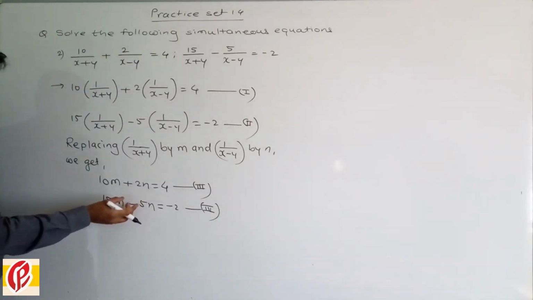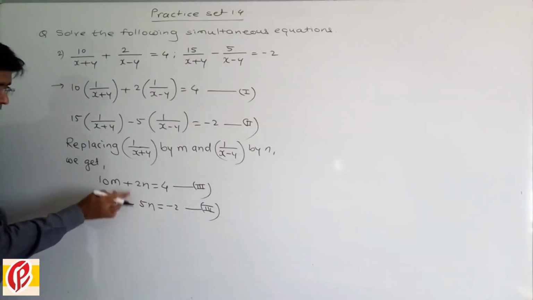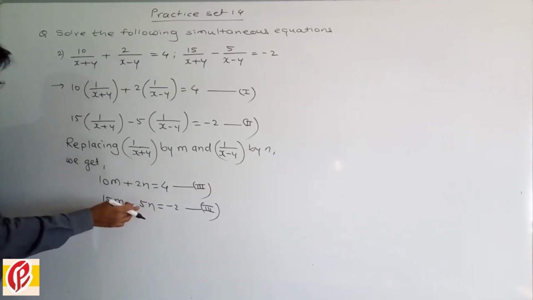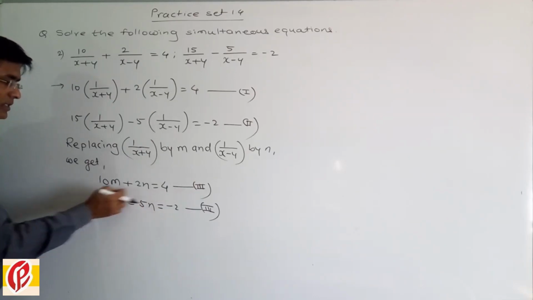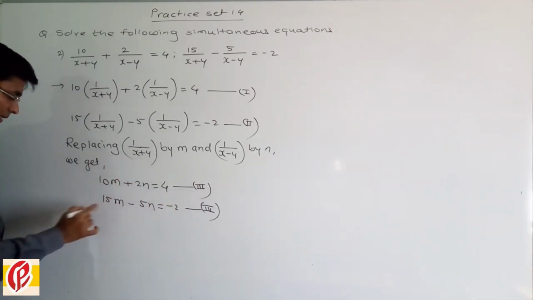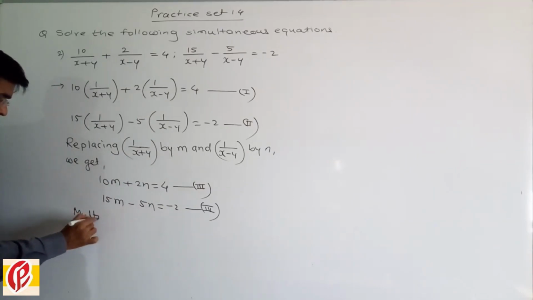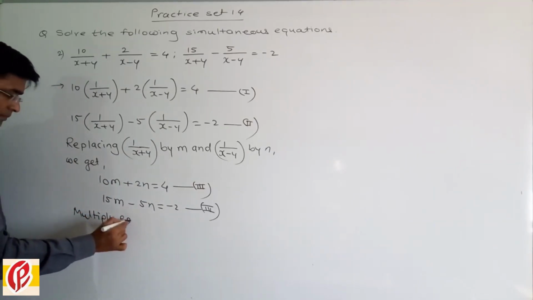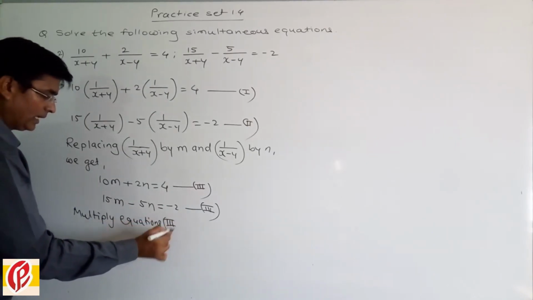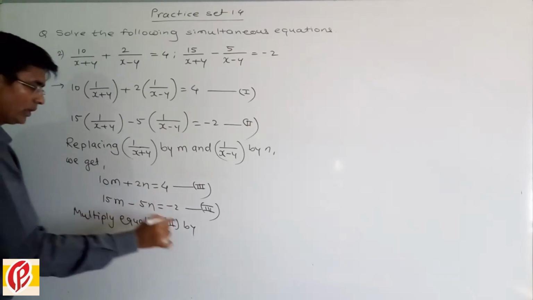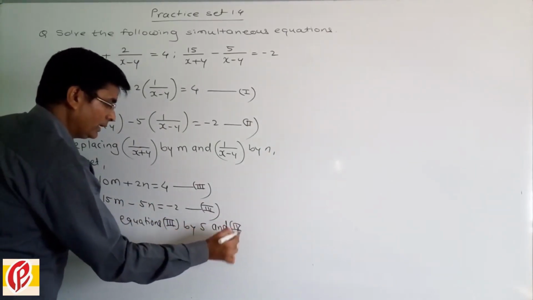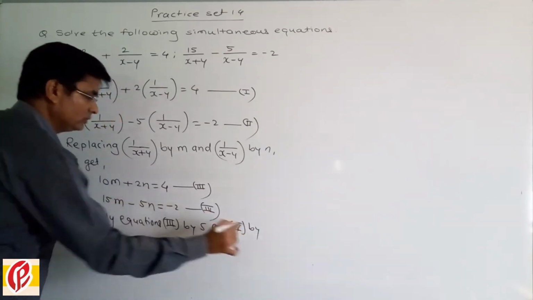Now in these two equations, plus n and minus n, the signs are opposite but the coefficients are not the same. So what do we do? We multiply equation 3 by 5 and equation 4 by 2 and add them. So multiply equations 3 by 5 and 4 by 2.